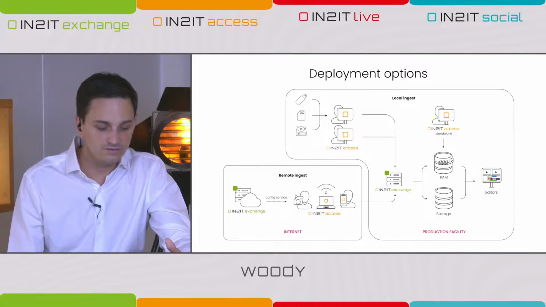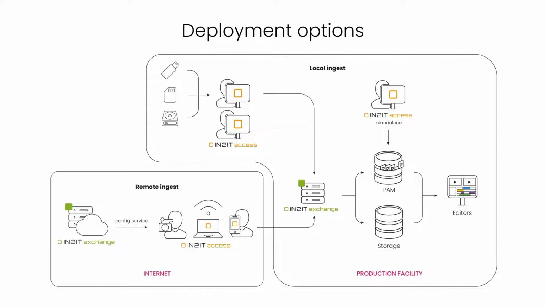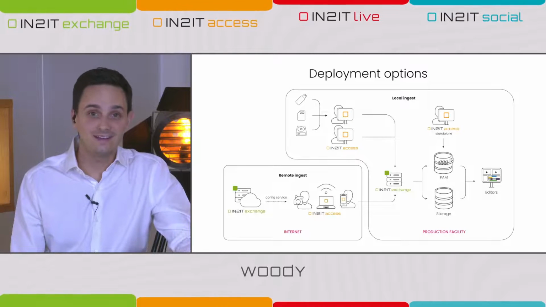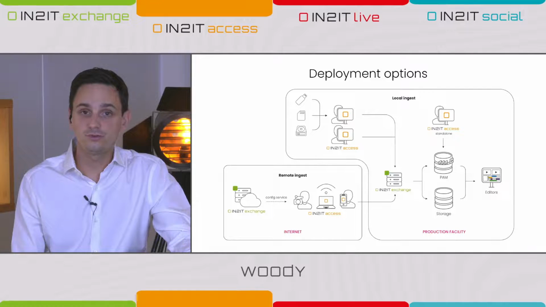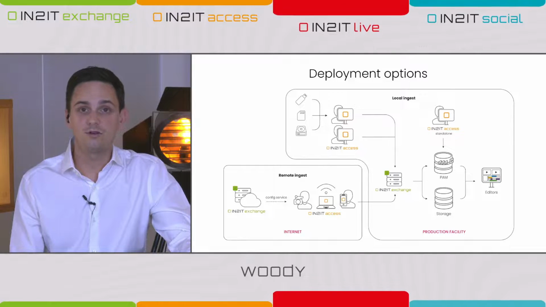So as you can see on this diagram, we have different options to deploy IN2IT Access. It can be standalone ingest workstation. It can be on the LAN but connected to IN2IT Exchange with multiple ingest points. And it can also be used, of course, remotely on the field. So what we have been doing is that we have brought the IN2IT 3.4 version new features into IN2IT Access. It means that the new metadata that you have seen before in the upload UI that Antoine has been showing you and in the profiles that I've been showing you, they are also available in IN2IT Access.